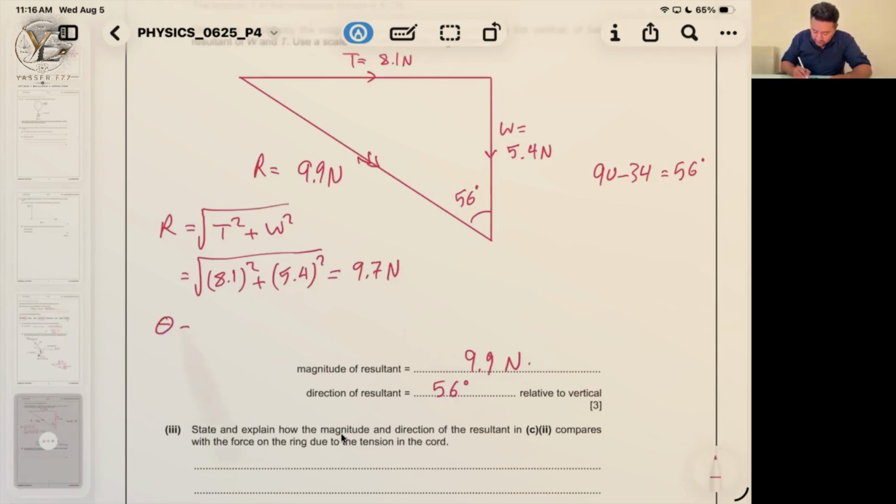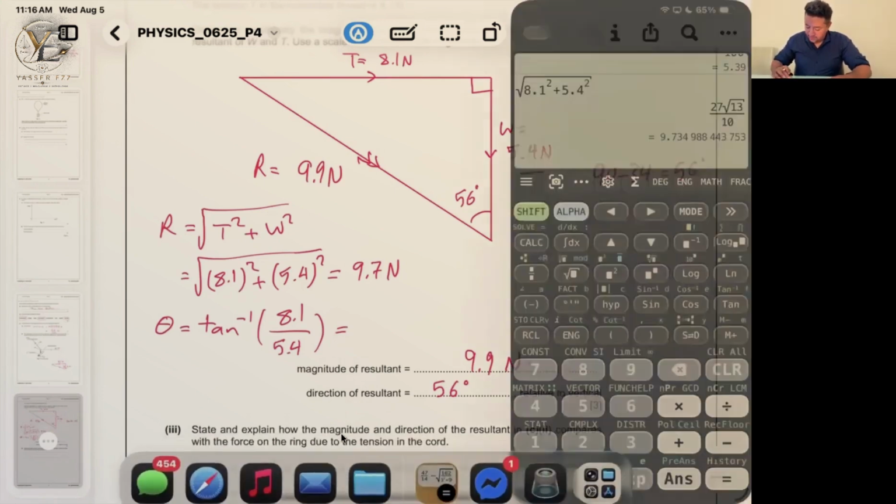So we are going to find theta. Theta is tan inverse of opposite over adjacent. We need this angle. The opposite will be 8.1, and the adjacent will be 5.4. To remind you, here we have the right angle. The side opposite to the right angle is the hypotenuse, and for the angle I need to find, the side opposite to it is the opposite side, and the one beside it is the adjacent.